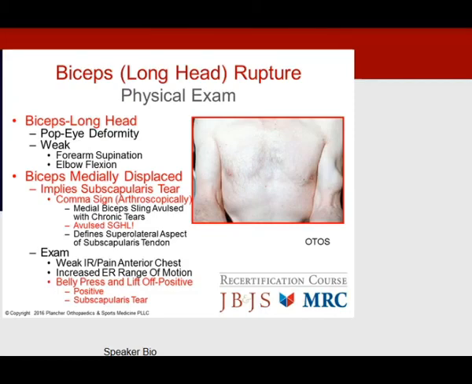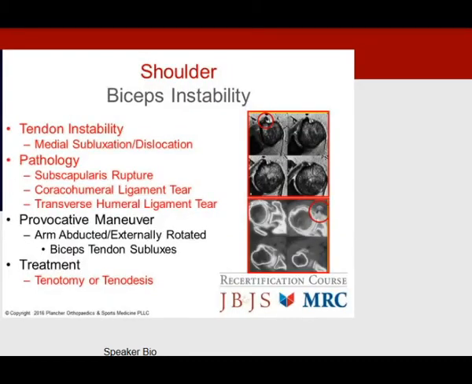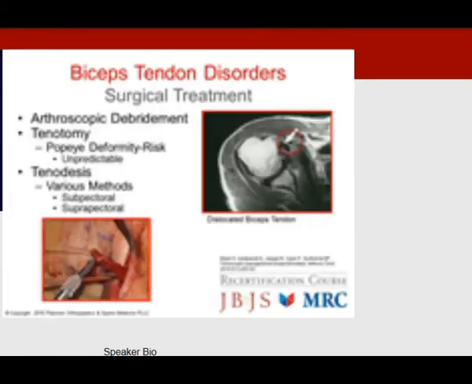Cautious should be the word for the biceps that's medially displaced, implying a subscapularis tear, as we spoke about, with the comma sign represented by the avulsed superior glenohumeral ligament, and it can be detected with a belly press or lift-off test, and you need to look for it. Tendon instability of the biceps medially subluxed implies that subscapularis rupture, coracohumeral ligament tear, or a transverse humeral ligament tear. Provocative maneuvers can detect this, and treatment with a tenotomy or tenodesis is encouraged.